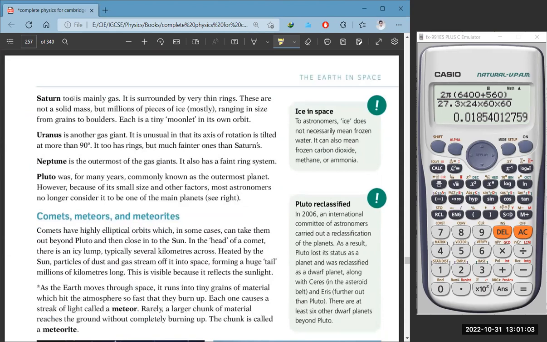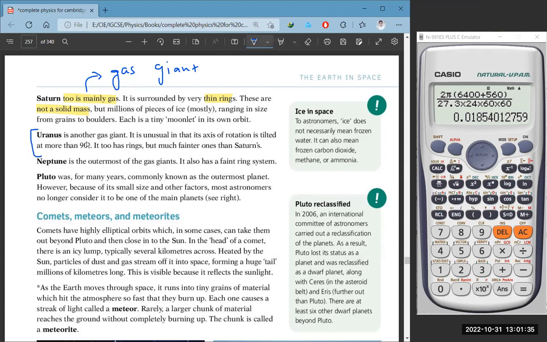Now Saturn is also a gas giant. We call these guys gas giants. Now it has thin rings. Again, not a solid mass. It has, let's say, pieces of ice floating together which make up this ring.